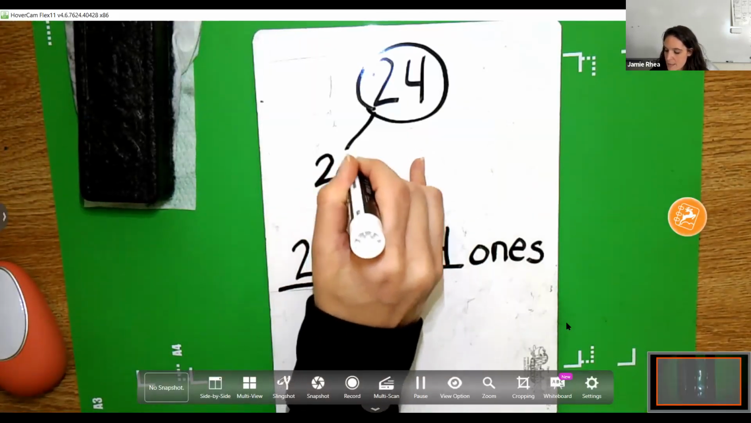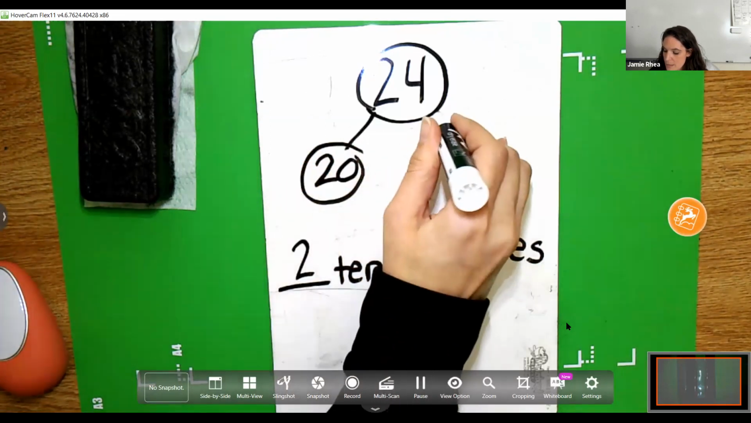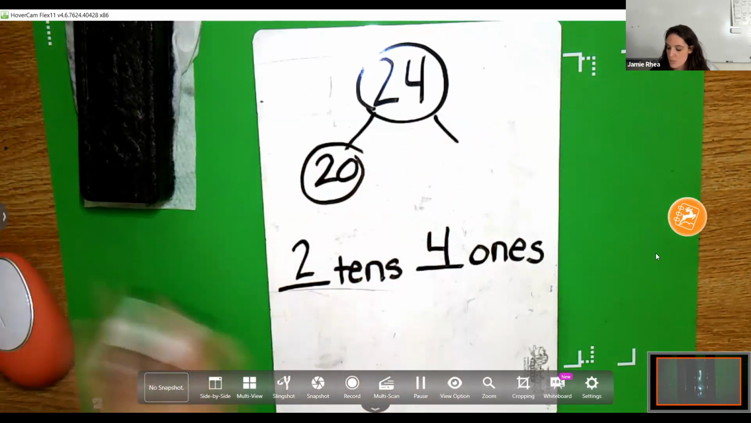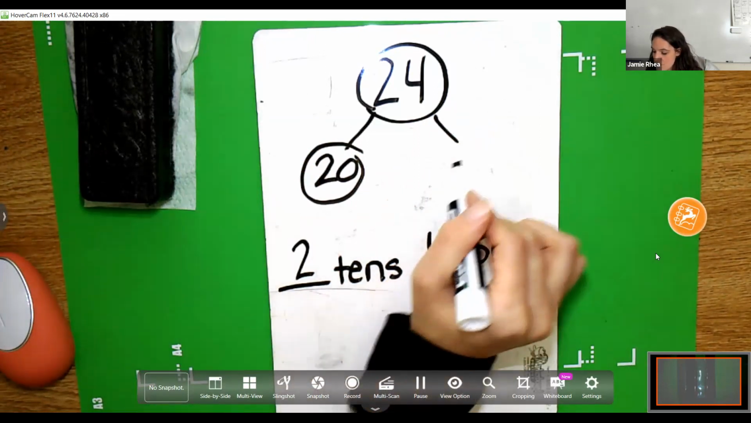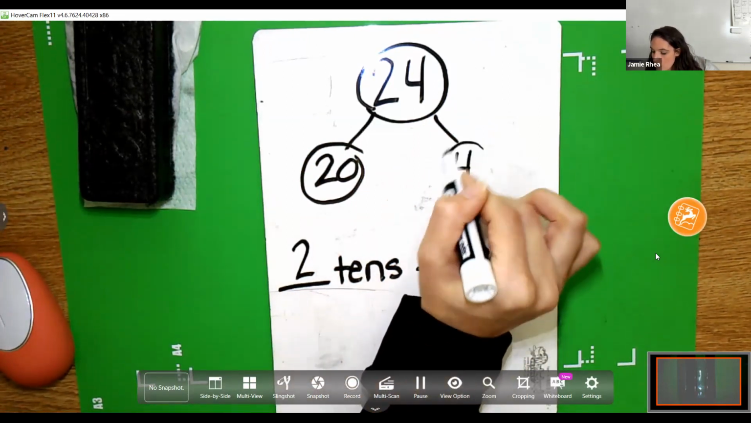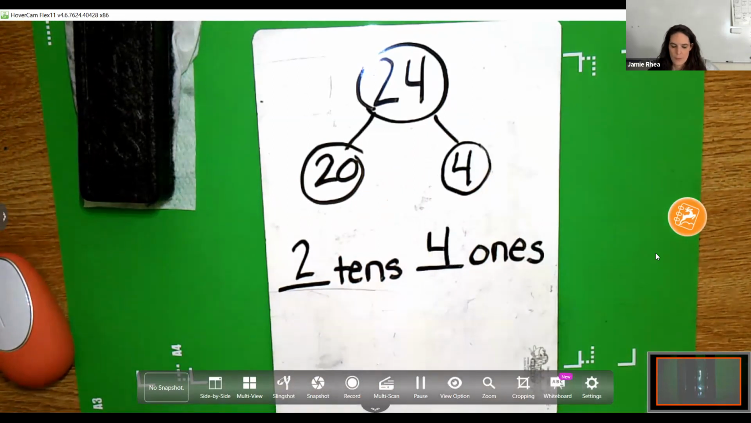Now, mathematician, how many more ones are in the number 24? How many ones are in 24? We said 20 ones, and 4 more ones. 4 extra ones. Let's draw another line to show 4 as the other part of 24.